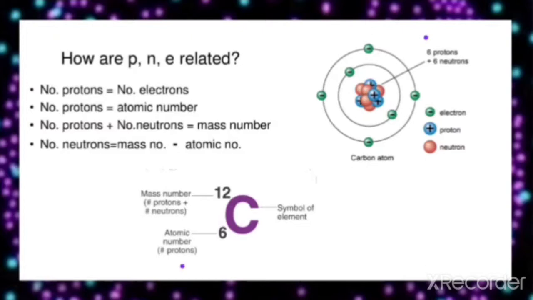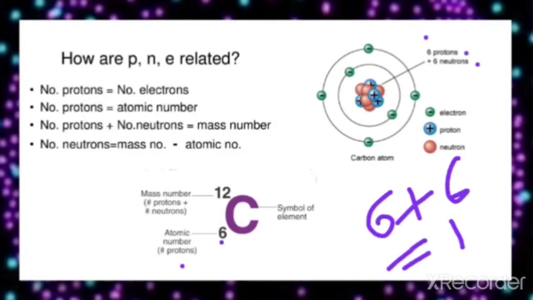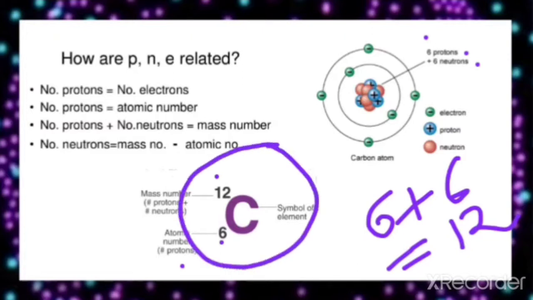So we write the atomic number, that is the number of protons, just below that symbol: 6. And what about the mass number? When you add protons plus neutrons, 6 plus 6 is equal to 12. So that is the mass number, and we write the mass number a little above that symbol. So this is the representation of a carbon atom, showing the symbol, the atomic number, and the mass number also.